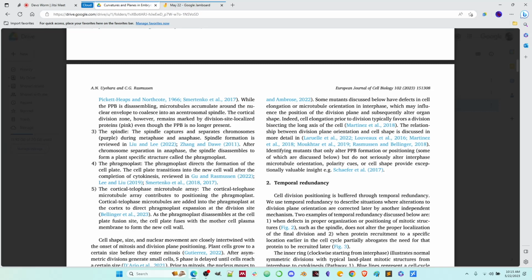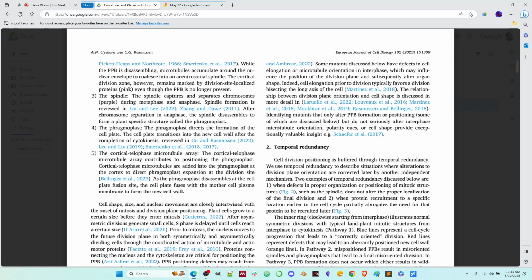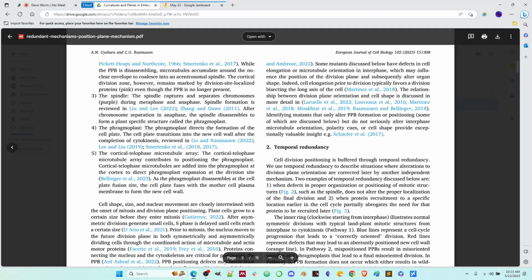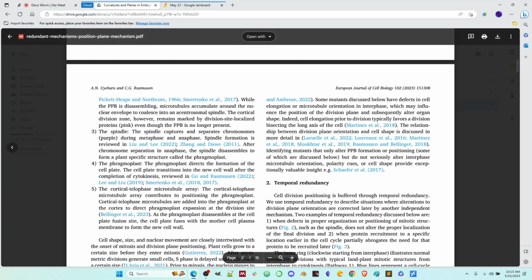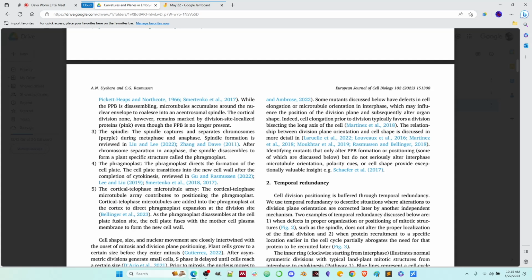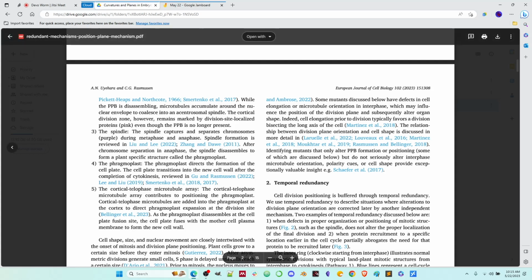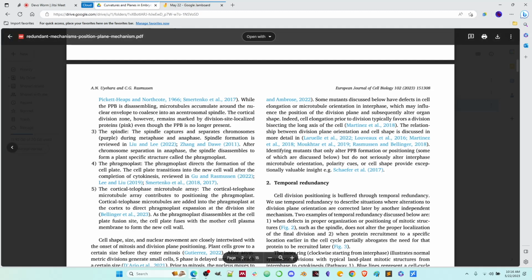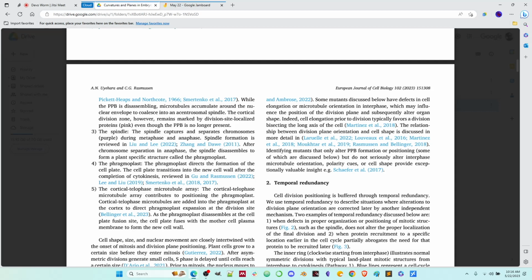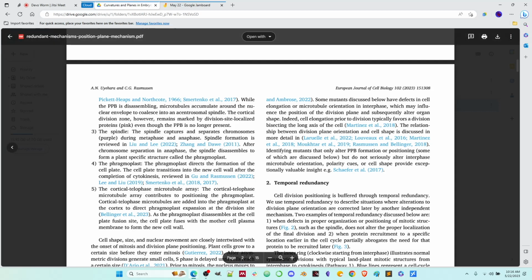So there are all these different parts of cell division that contribute to the formation and maintenance of the plane. You'll see differences in mutants, but cell elongation prior to division typically favors a division bisecting the long axis of the cell. The relationship between division plane orientation and cell shape is discussed in these references. Identifying mutants that only alter PPB formation or positioning, some of which are discussed below, but do not seriously alter interphase microtubule orientation, polarity cues, or cell shape, provides exceptionally valuable insight.